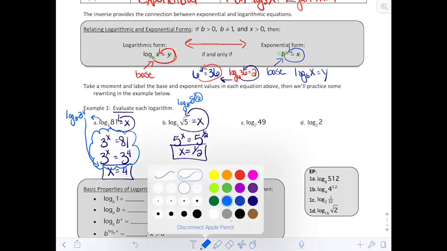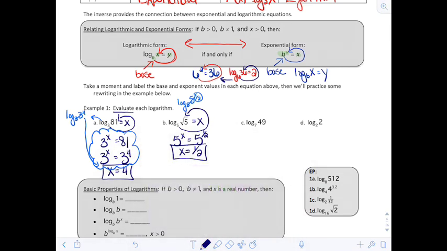All right, looking at C, I have the log base 7 of 49. If we set that equal to x, I write it as an exponential. 7 to the x equals 49. We know that 49 is 7 squared, so 7 to the x equaling 7 squared, x is equal to 2. And once again, if we recognize that that was log base 7 of 7 squared, we can see that my answer was my exponent.